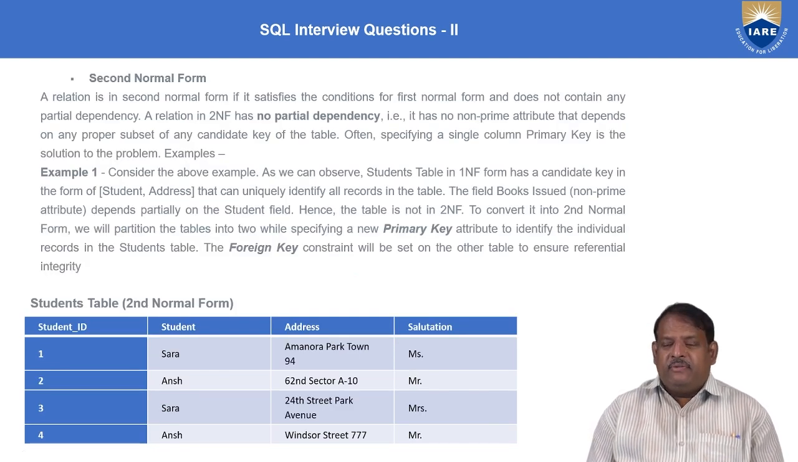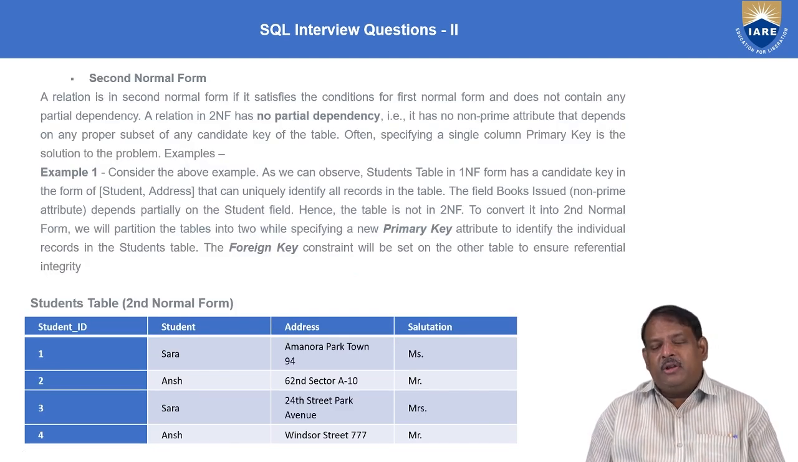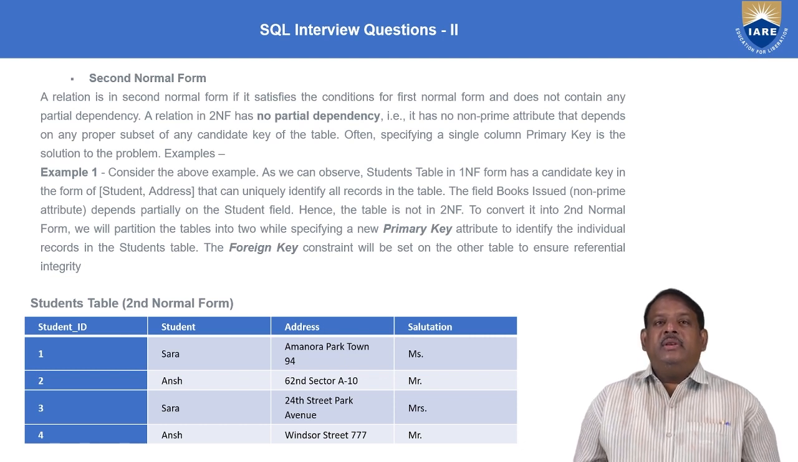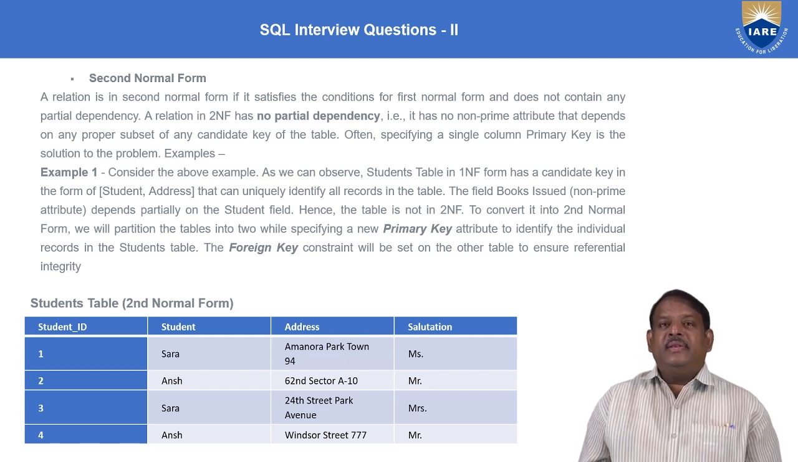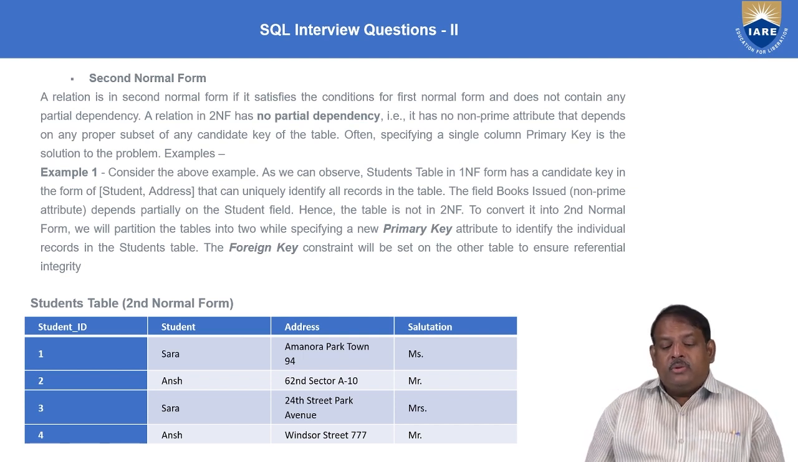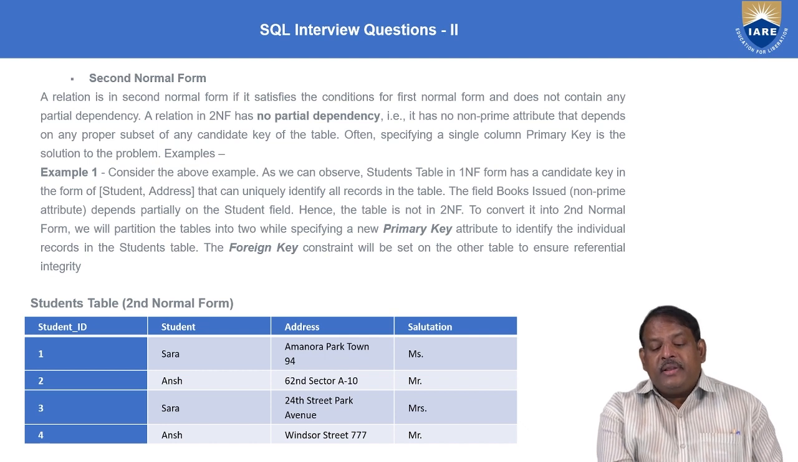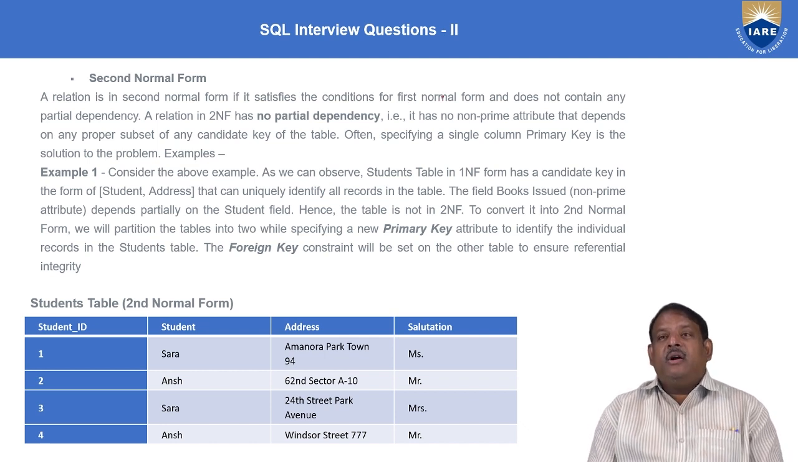Now we'll see the second normal form. After completing the first normal form, in order to implement the second normal form, you first have to implement the first normal form. A relation is in second normal form if it satisfies the conditions for the first normal form. This is mandatory. It should satisfy the first normal form and not contain any partial dependencies. In the first normal form, it is a single valued attribute; in second normal form, there should be no partial dependencies.